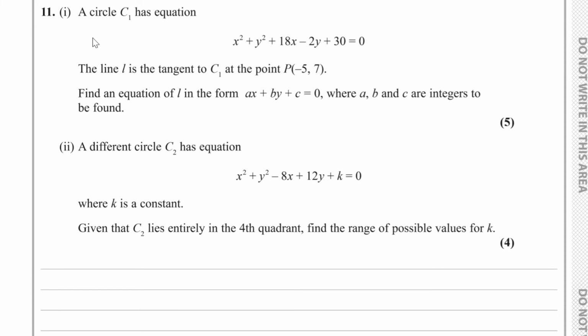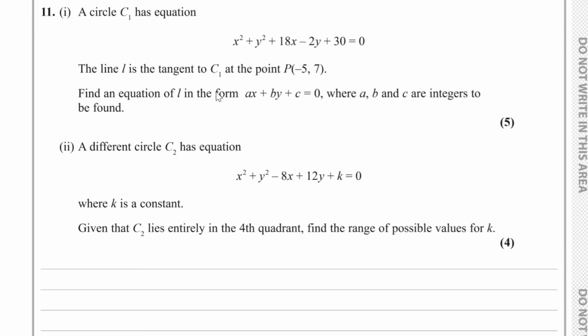Question number 11. For the first part, we've got a circle C1 which has equation x squared plus y squared plus 18x minus 2y plus 30 equals 0. And we've got the line L, which is a tangent to C1 at the point P, which has coordinates -5, 7. And we have to find an equation of L in the form ax plus by plus c equals 0, where a, b and c are integers to be found.